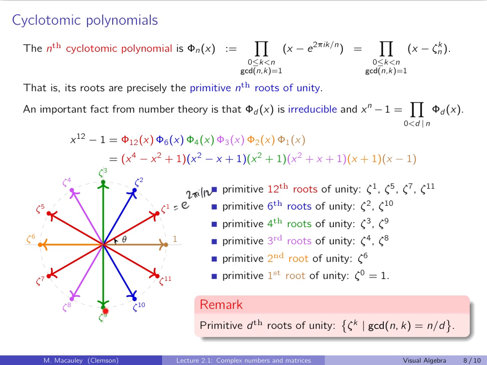If you think about what you're doing, you're really saying that the GCD of 12 and 3 is 3, and 12 divided by 3 is 4. This is a primitive fourth root of unity.